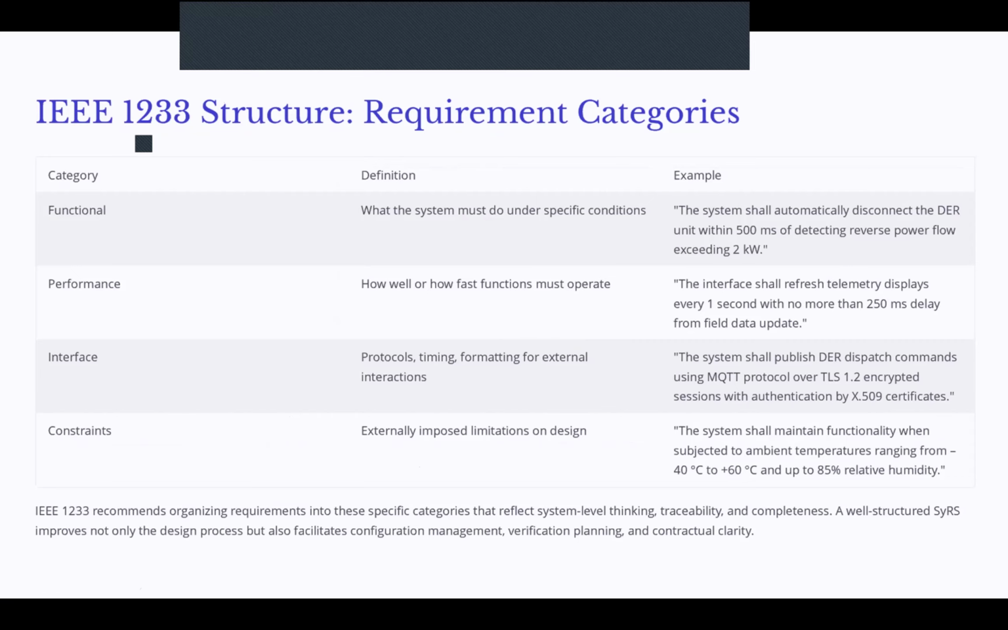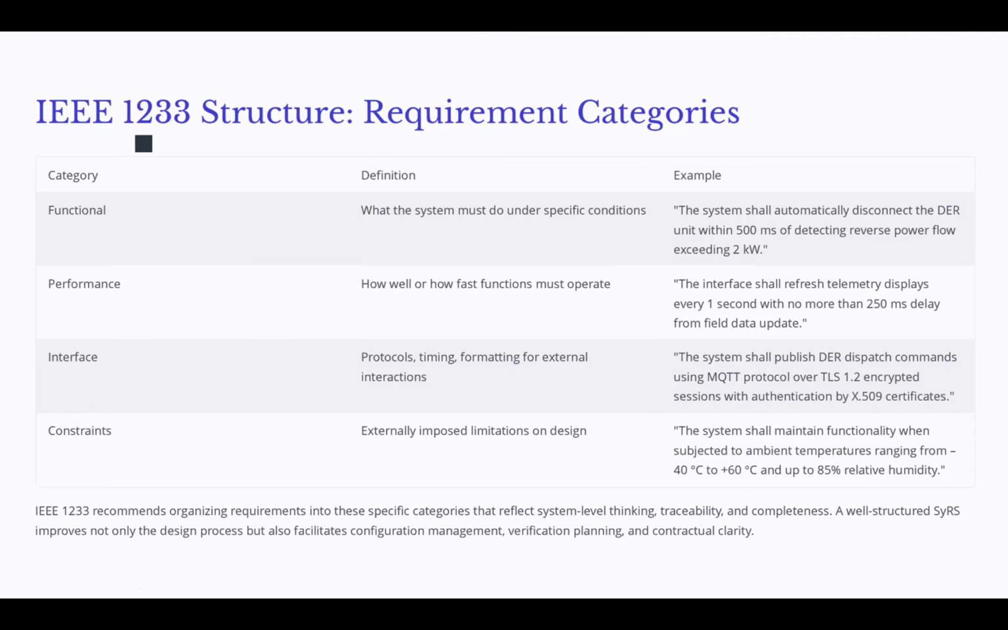Now, let's talk about the requirement categories. There could be several different types of requirements that we need to develop for a specific project based on the IEEE 1233. The first category is the functional requirement. The functional requirement is what the system does, and under what conditions. So basically, we define the deliverable and the scope of the project, and under what conditions this project could deliver the expectations.